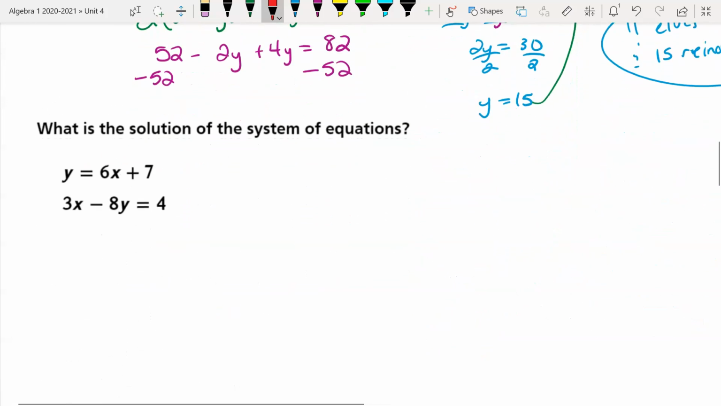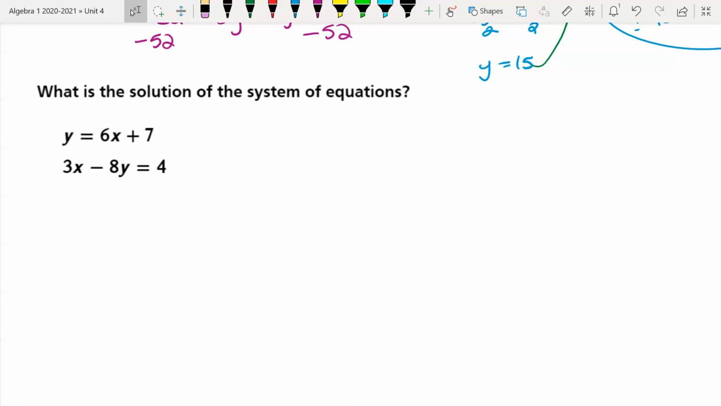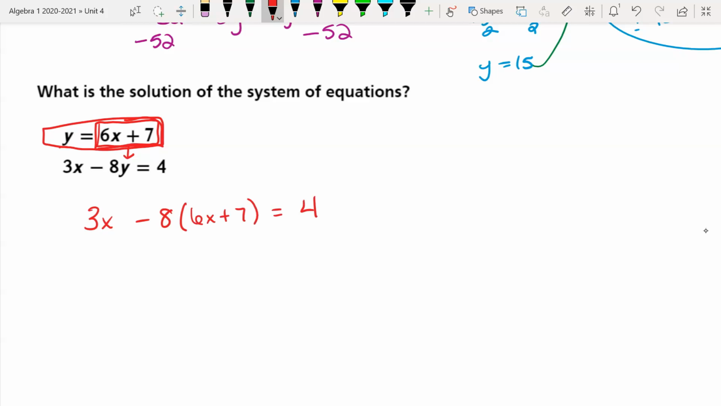So it says, what is the solution of the system of equations? If you ever see a single y or a single x like this, like y equals this, you're probably going to use substitution. That's just a method that we talk about. So I'm going to sub this part in for the y in the other equation. So I'm going to rewrite it and say 3x minus 8, and instead of writing y, I'm going to say 6x plus 7 in parentheses, because you are multiplying. And then I'm going to distribute.